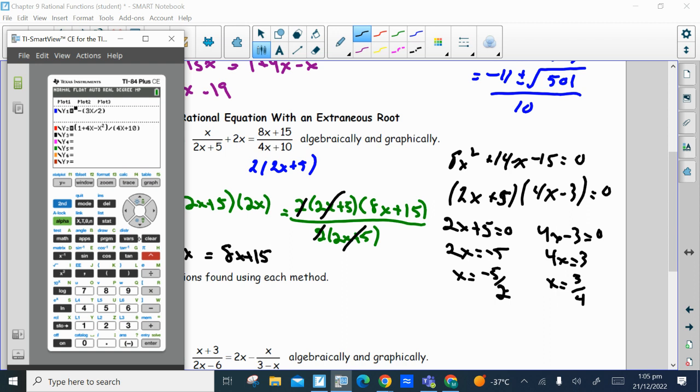So the left side, and again I'll use brackets here to keep the rational expression together. X divided by, also in brackets, 2x plus 5. Close the bracket on 2x plus 5. Close the bracket on the rational expression, plus 2x. And then on the other side, it's going to be 8x plus 15, in brackets, divided by 4x plus 10.